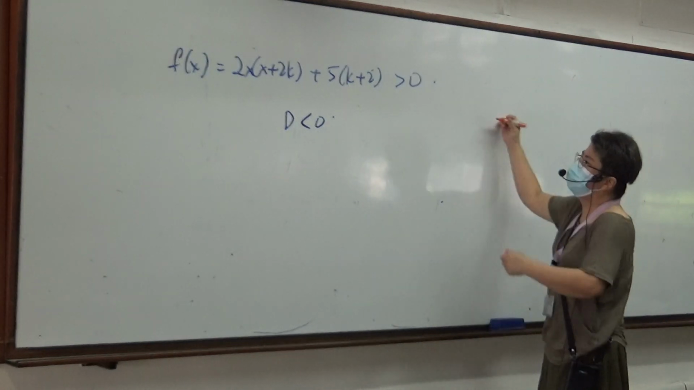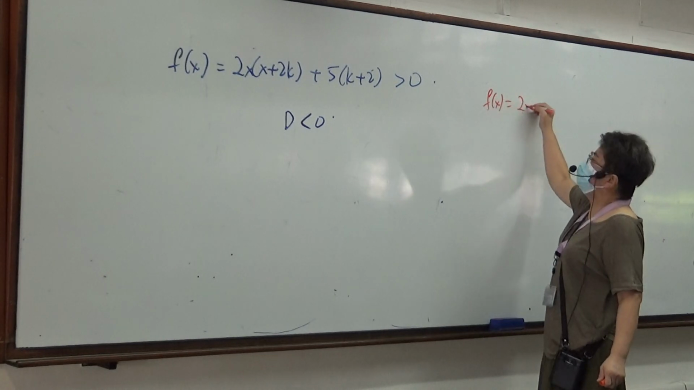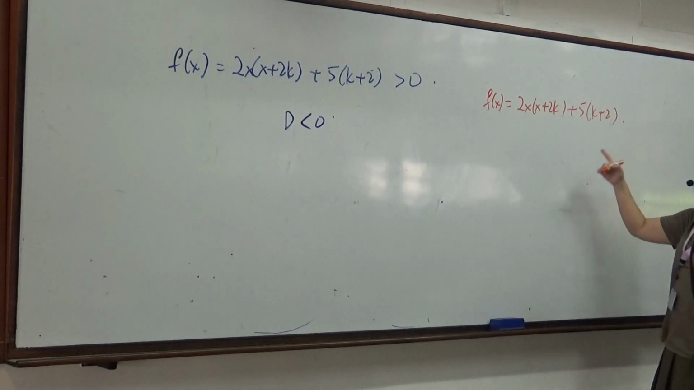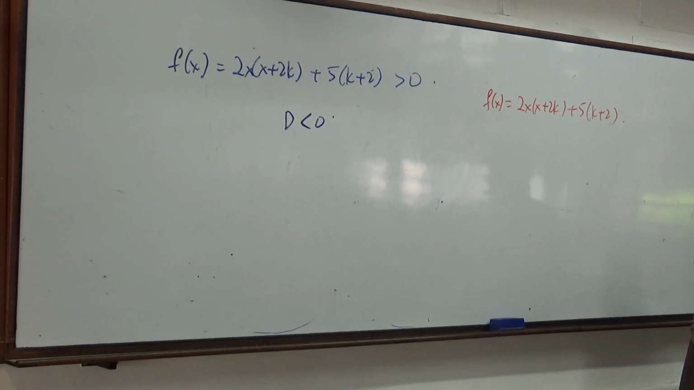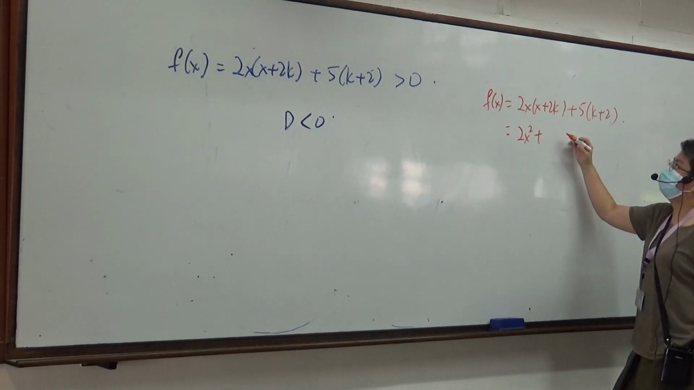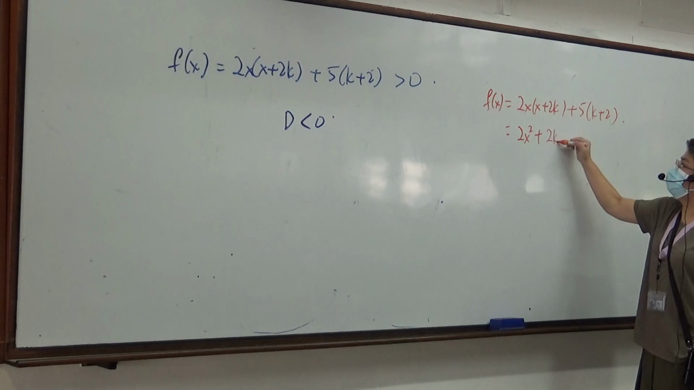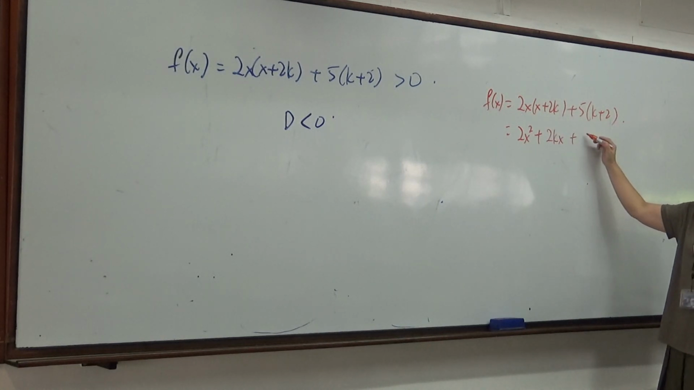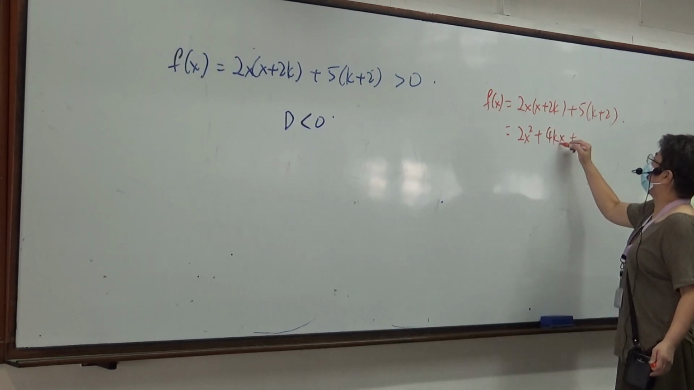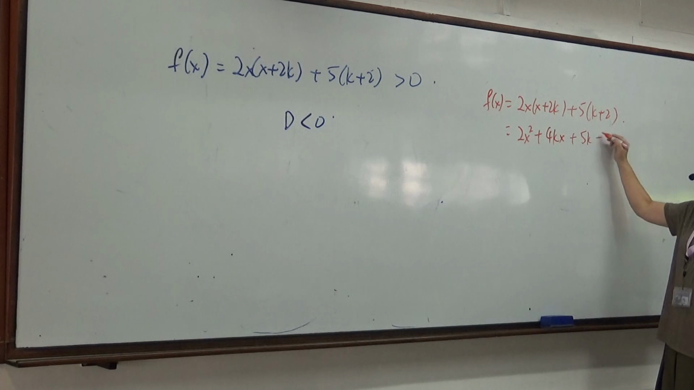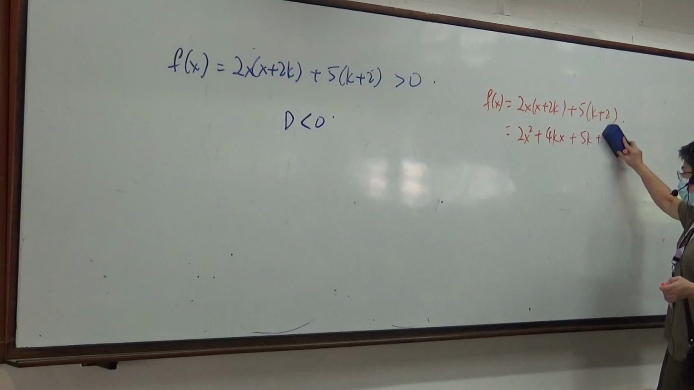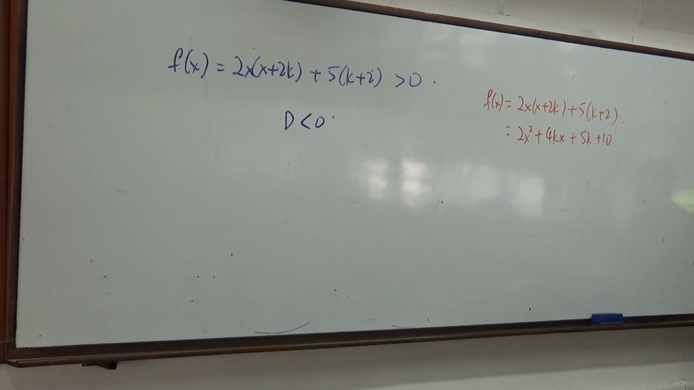I have 2x plus 2k plus 5k plus 2. You must expand and simplify first. Don't just stay and not know what to do. How to expand? 2x squared plus 2kx plus 4kx. My mistake. Yes, thank you. 4kx plus what? 5k plus 2, right? Plus what? 10. Okay. Alright, that is my answer.